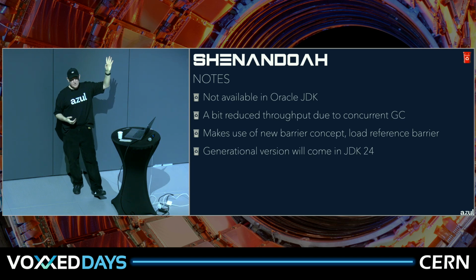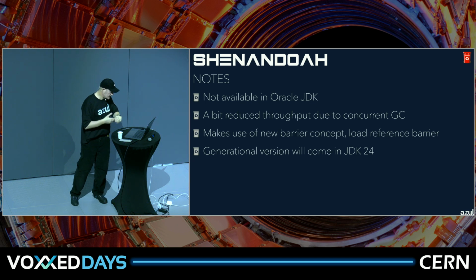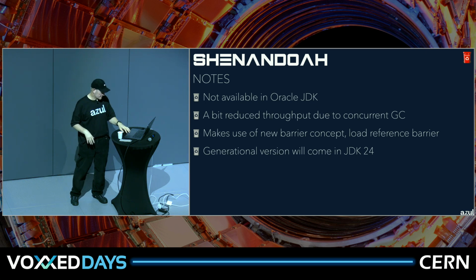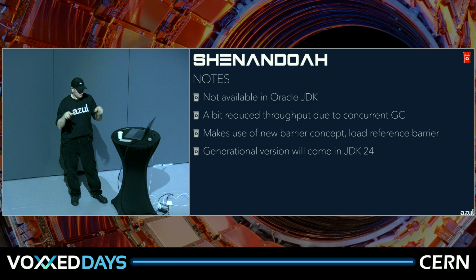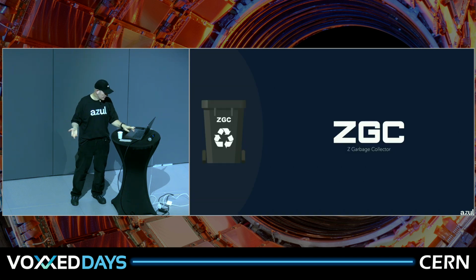This one is not available in Oracle JDK. That really means it's just the stuff you have to pay for, probably because it's from Red Hat, so they don't really support it. In OpenJDK it is available, so every other distribution has this garbage collector. The throughput is a little bit reduced because of concurrent GC. It uses a load reference barrier, way too complex to explain here, and it will be generational in JDK 24.